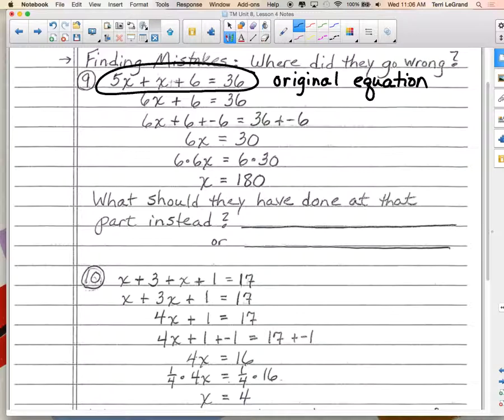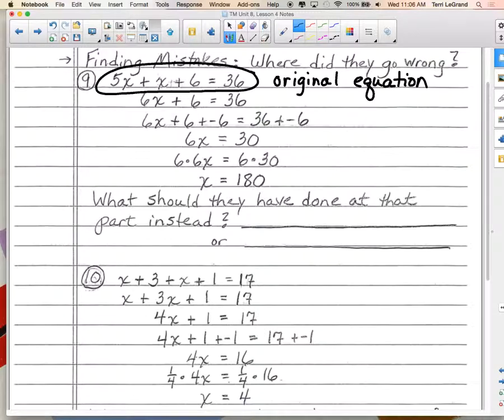Can anybody tell me what they did? The person solving it? Can anybody tell me what they did? It went from 5x plus x plus 6 equals 36 to 6x plus 6 equals 36. Idea? They combined like terms. They combined the x's, didn't they? Did they combine them correctly? Yeah. Remember, it looks to me like they're getting the equation ready to solve. Did they do a good job? Okay. Then in the next step, so that's not where the mistake is, right?